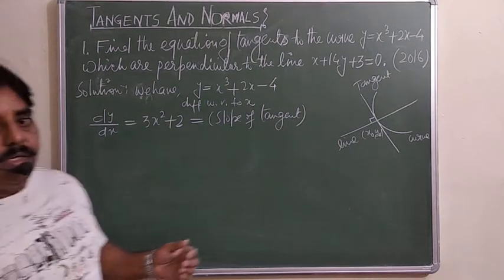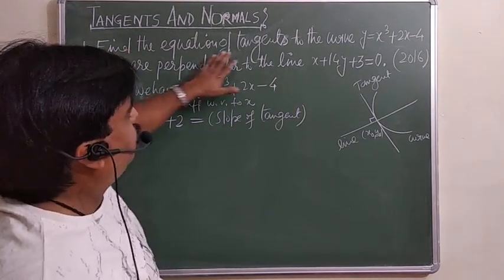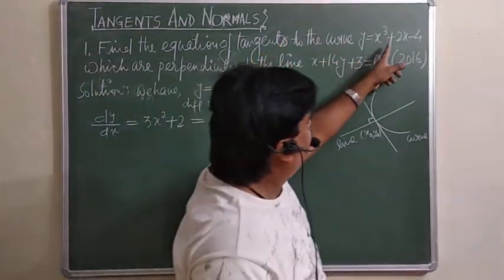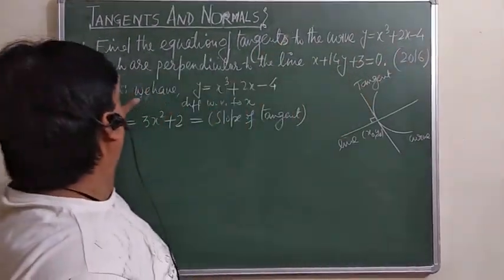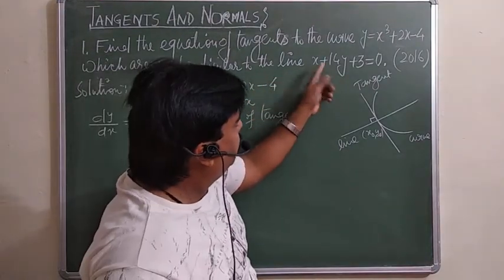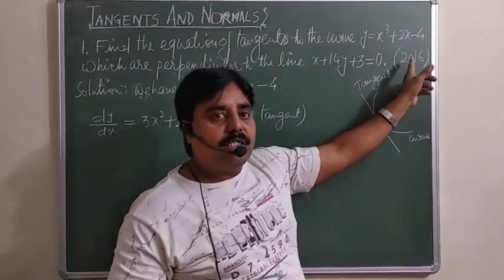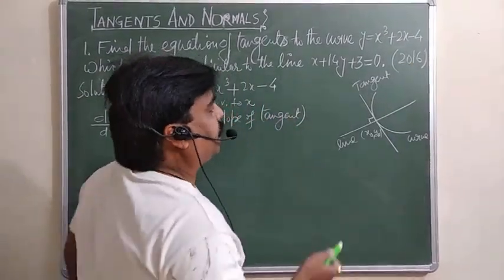Okay. Now the question is, find the equation of tangents. It means there may be more than one tangent to the curve y is equal to x cube plus 2x minus 4 which is perpendicular to the line x plus 14y plus 3 is equal to 0. And this question was already asked in the 2016 CBSE exam.